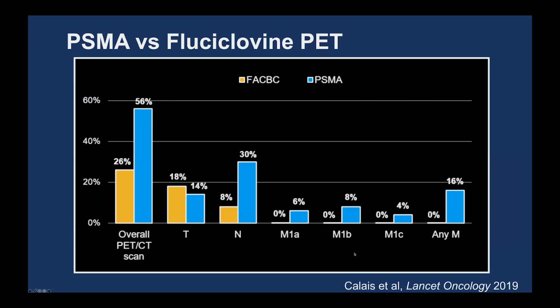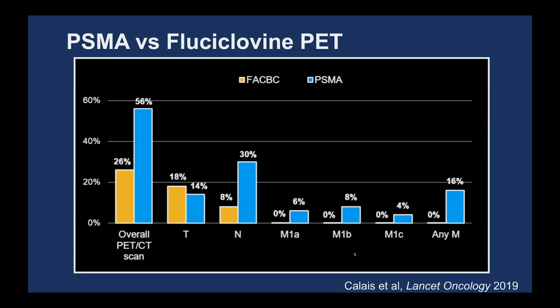The other thing is that not all imaging approaches are the same. This was a randomized study looking at these two imaging approaches. I showed you PSMA PET and fluciclovine PET. What this is meant to show is that the blue bars, which is the detection of cancer by PSMA PET, is better than the detection of cancer by Axumin or fluciclovine PET.